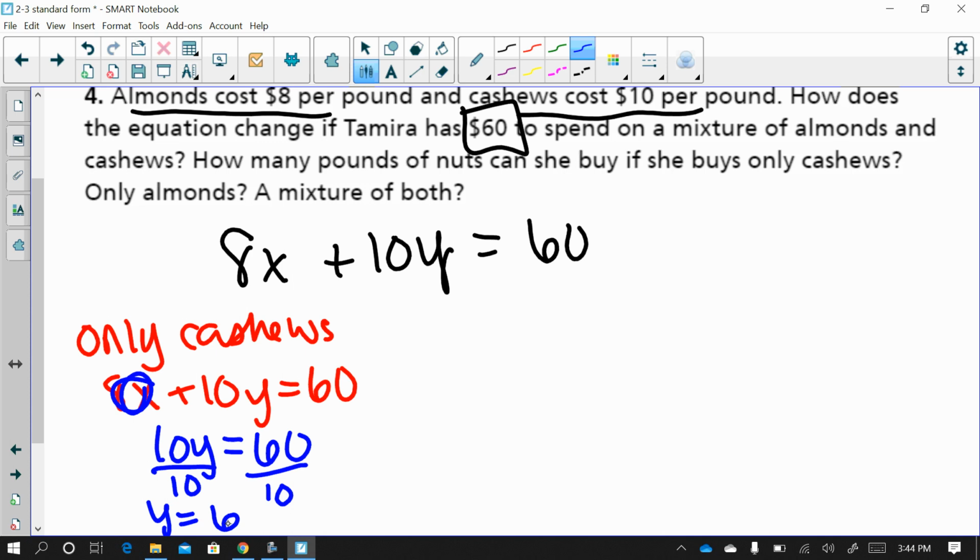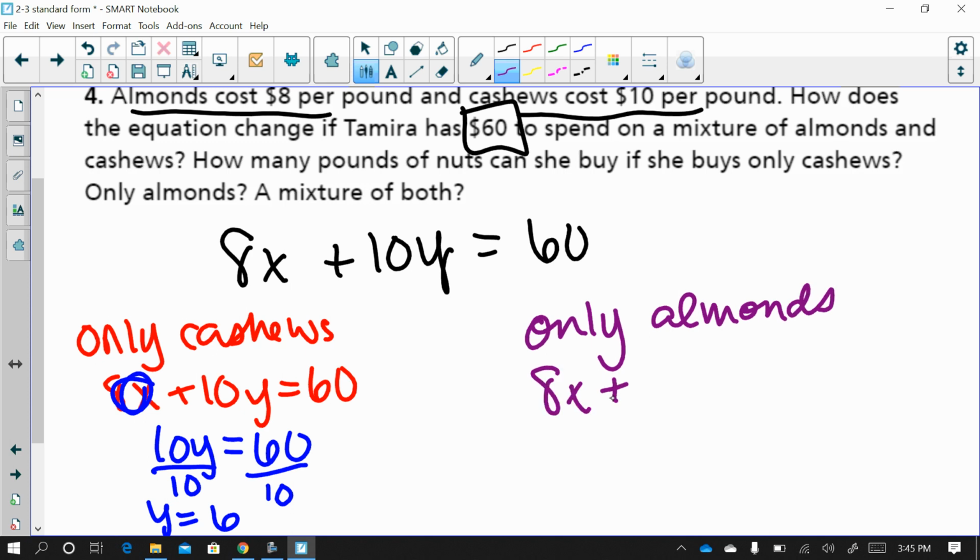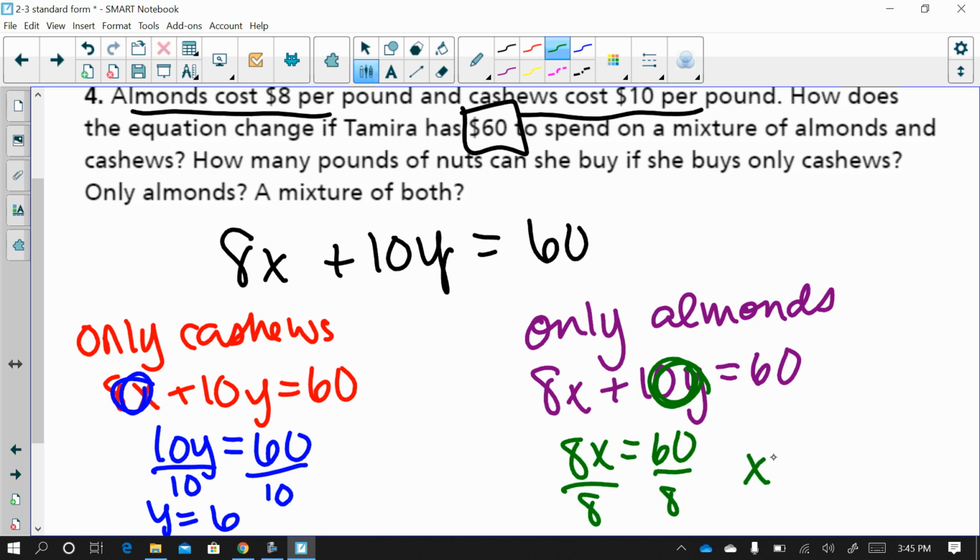Okay, let's talk about if I buy only almonds. So same, only almonds. So this time I'm going to get rid of the y's. Okay, so this guy's gone. So 8x equals 60. Divide both sides by 8. Get x equals 7.5. Okay. So then if I have a mixture of both, I can buy between 0 and 6 pounds of cashews and 0 and 7.5 pounds of almonds. Okay, anything in between those combinations.